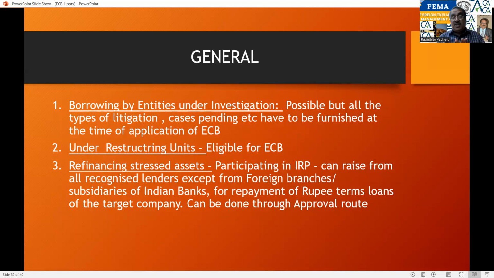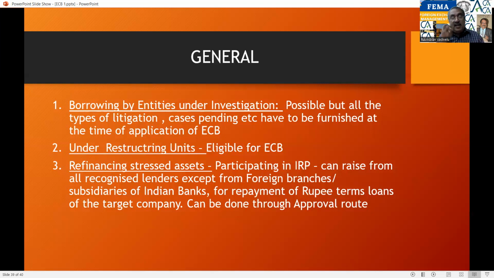And restructuring units. Suppose some units are restructuring, whether they are eligible, yes, it is also permitted, but you have to get RBI permission, and it is eligible for ECB, because if external commercial borrowing money has come, then these restructuring units may get some life. So this is also possible. And refinancing of stressed assets. Suppose their loan has gone bad. If they find a source and receive the money in ECB, then it is possible.